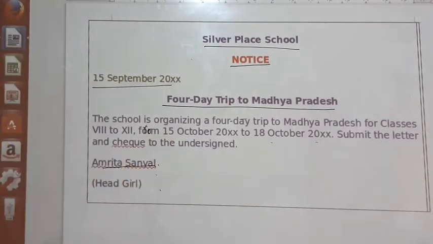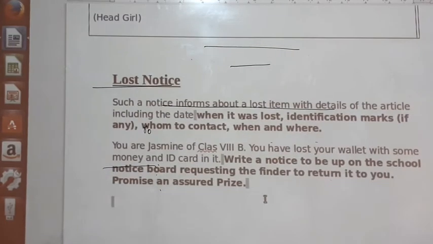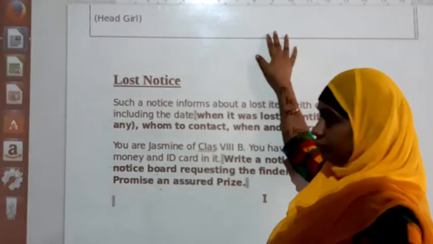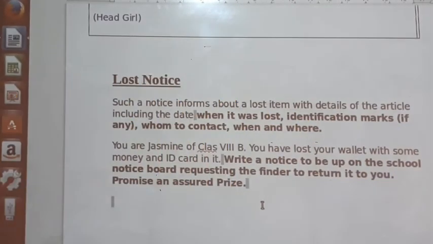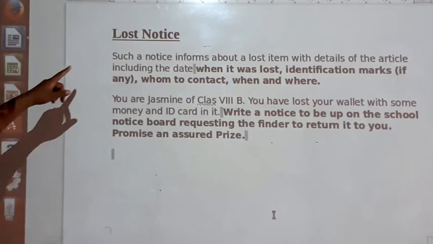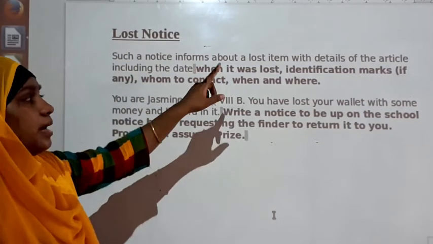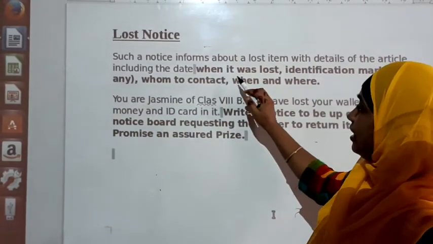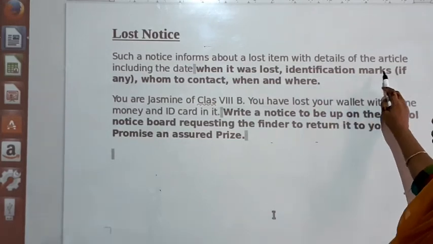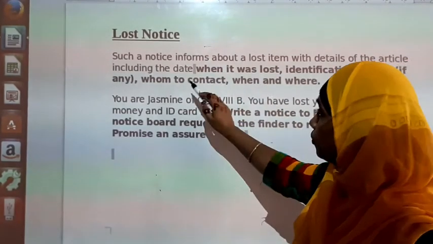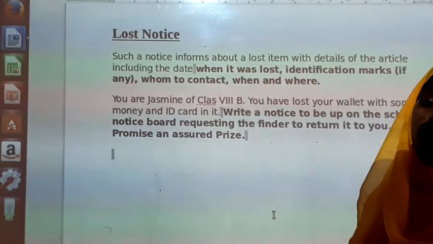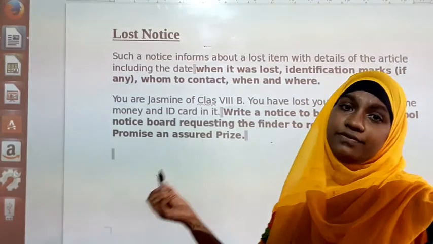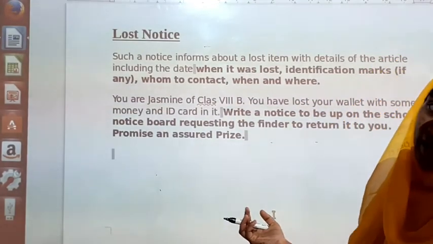Now see the next type of notice, that is the lost notice. Such a notice informs about a lost item. Details of the article including the date when it was lost, identification marks if any, whom to contact, and when and where. So if anything is lost, you will put up a notice for the students, and if the students see it anywhere, they will return it to the undersigned.